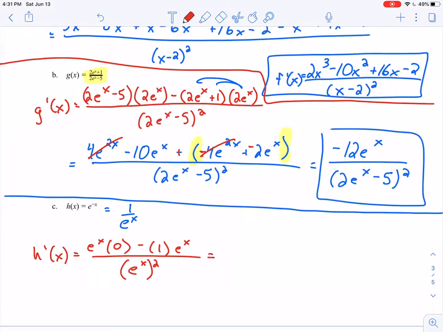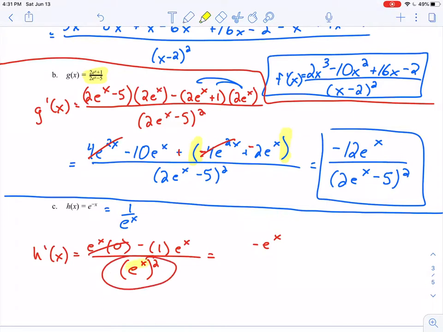So we're just simplifying this. E to the x times 0, that's just going to be 0. So I have negative 1 times e to the x, that'll be negative e to the x. And I said earlier, don't generally worry about the denominator. Here's kind of the one case where I do want you to worry about it.